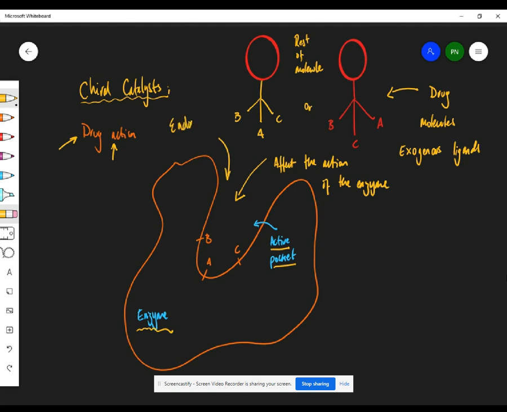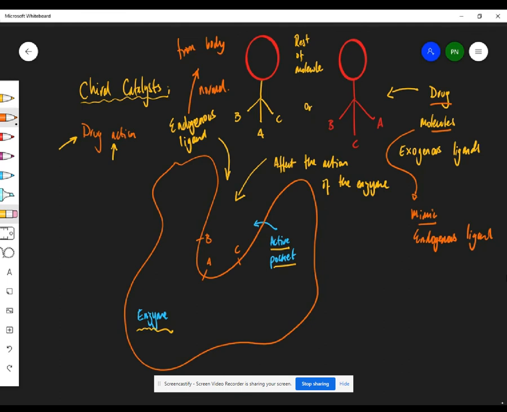Into the active pocket from our bodies normally goes something called an endogenous ligand, and the endogenous ligand will form some sort of action from the enzyme. That's the normal case. Now, what we have now is a drug, and a drug will mimic the endogenous ligand. And it will presumably perform the same effect as the endogenous ligand, and that's called an exogenous ligand. The drug is the exogenous ligand.